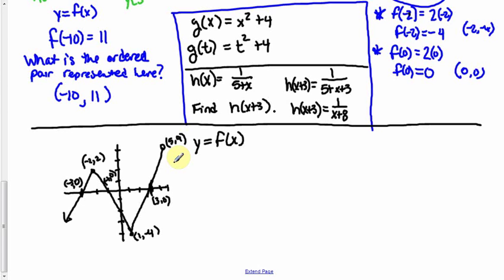And they say the graph of y equals f of x is shown here. Find the following. Find was the right verb. f of negative 2.